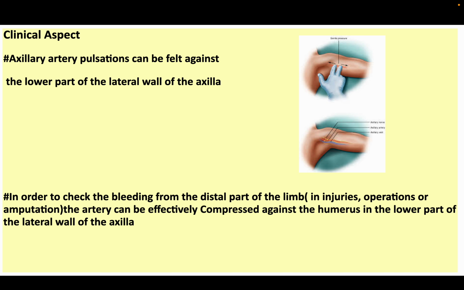Now, if we see the clinical aspect, the axillary artery pulsations can be felt against the lower part of the lateral wall of the axilla. In order to check the bleeding from the distal part of the limb in injuries, operations or amputations, the artery can be effectively compressed against the humerus in the lower part of the lateral part of the axilla. So this is all about the axillary artery. You should know the introduction part of the axillary artery, then branches, then clinical aspect.